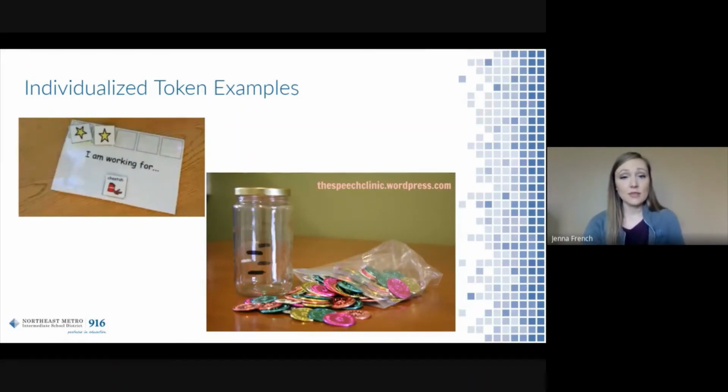Here are some examples of token systems. So there's the board of I am working for, and then there's also a jar that you could have it marked at different spaces within the jar so that they can see how close they're getting to earning that reward.